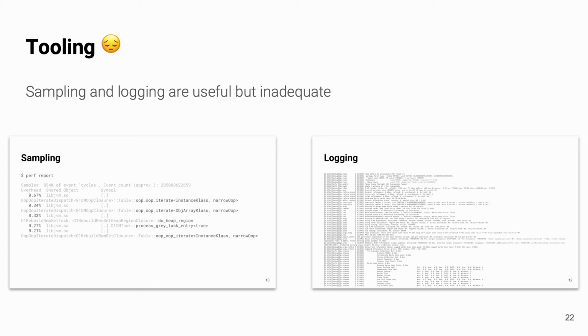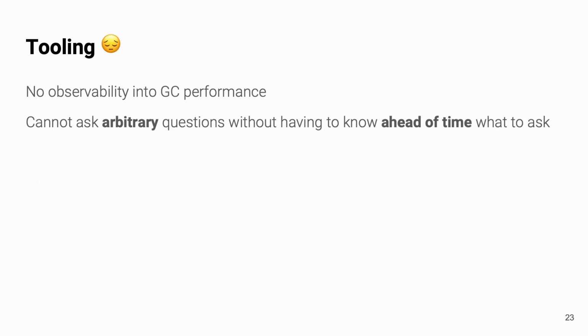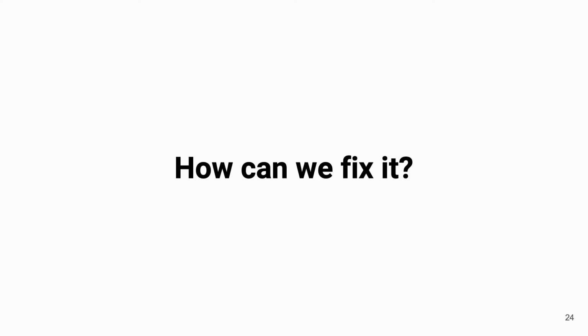The second problem I will talk about is tooling. As we have seen earlier, although sampling and logging are useful in certain scenarios, they are not adequate. A key problem in most GC is a lack of observability. You cannot ask arbitrary questions without having to know ahead of time what to ask. And I will give more examples about this later.